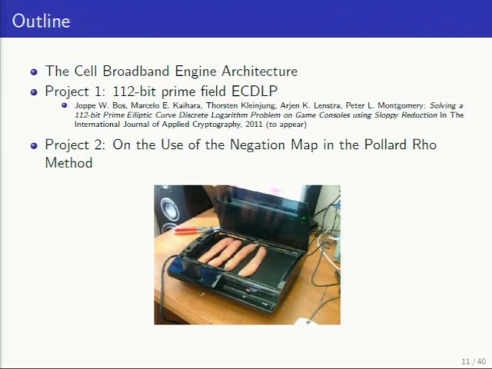So now we know a little bit more about the chip inside a PlayStation. Many people found other uses than gaming. Some Japanese people even rebuilt a PlayStation such that they could barbecue on it. And I don't know what kind of sausages these are. They don't look very tasty, but it's probably some kind of Japanese sausage. But we're actually going to do something else. We're going to try to see how we can solve the 112-bit elliptic curve discrete log problem.